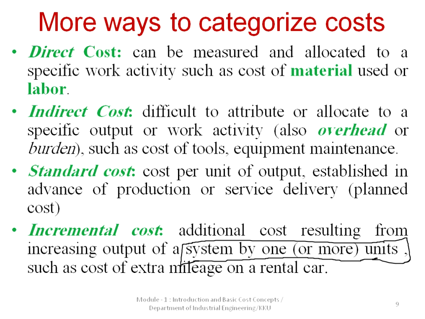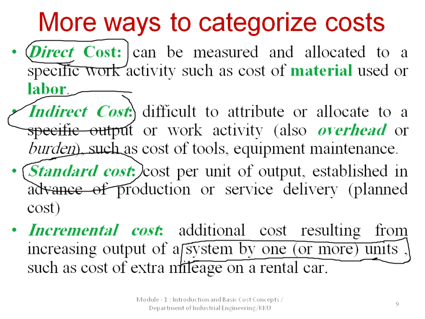So I hope you understood what is direct cost, what is indirect cost, and what is standard cost. Standard cost is a planned cost which is done before production, and it is for 1 unit only. And what is incremental cost? Incremental cost is a cost which is associated when the production level is increased by 1 unit. That's it. After my lecture, if you go through the slides again, it will get into your mind.